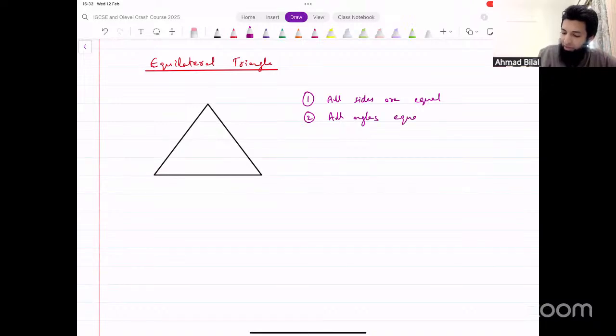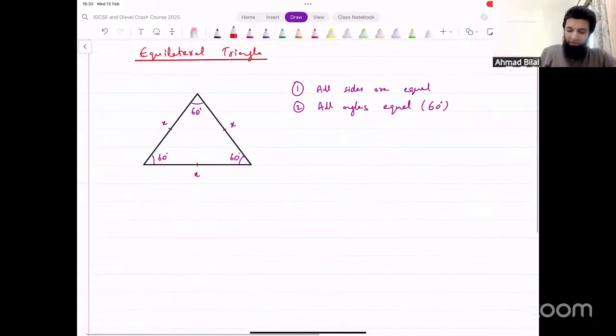Now think about it. The sum of all the angles in a triangle is 180 degrees. If they're all equal angles, then what is each angle going to be? 180 divided by 3, that's 60 degrees. So each of these angles here is going to be 60 degrees. In an equilateral triangle, all the angles are equal to 60 degrees, and all the sides are equal as well. If this is x, then this is also x, and this is also x. All the sides have to be equal to each other. That's one type of triangle.